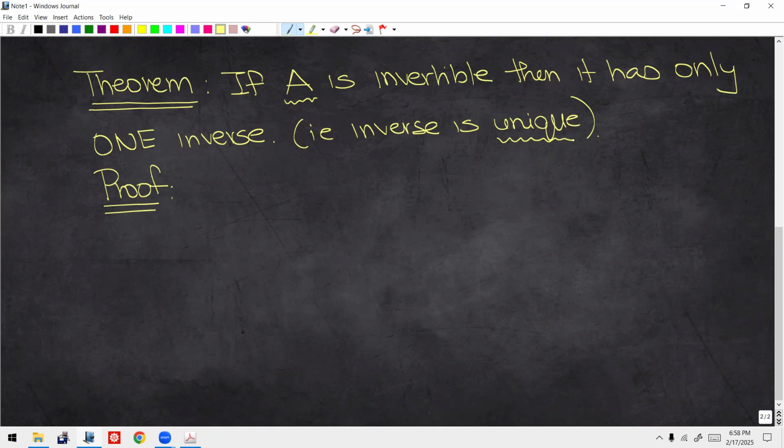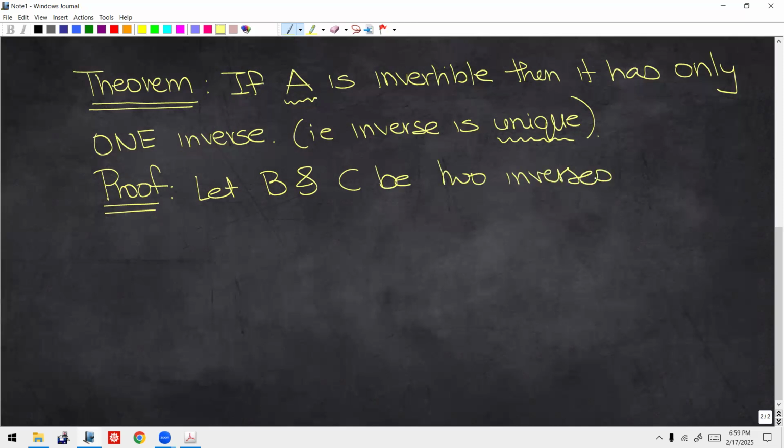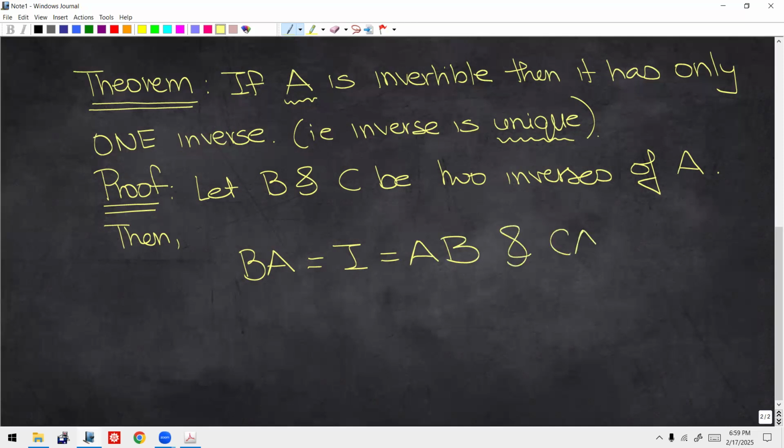So in essence, we only have one, okay? So we're going to start with two. We're going to let B and C be two inverses of A, okay? Then because they're inverses of A, what do we know? We know that B times A is equal to I, and A times B is also equal to I. And we know that C times A is equal to I, and A times C is also equal to I, because that is the definition of inverse, okay?